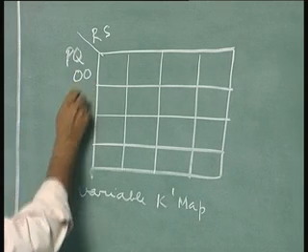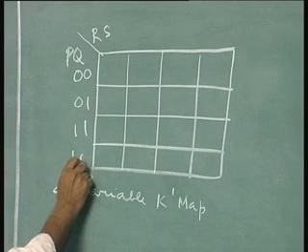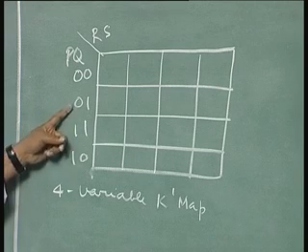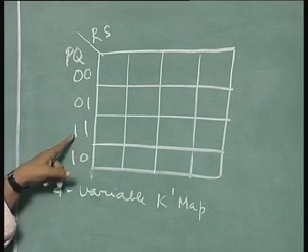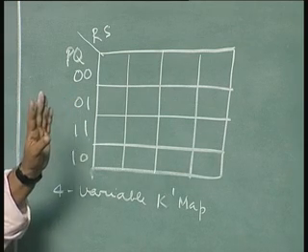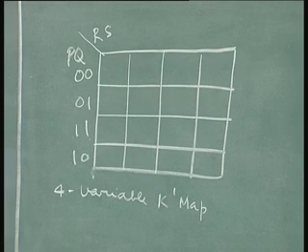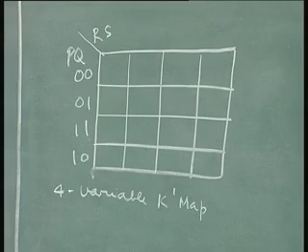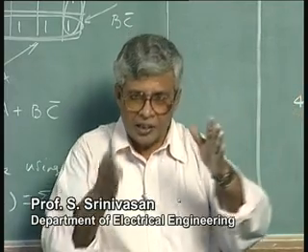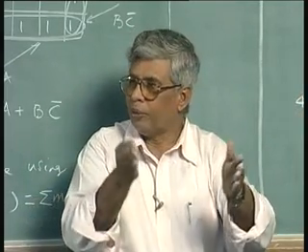Zero zero, 0 1, remember 1 1 and then 1 0, because the same argument that we had earlier for BC on the horizontal scale will now apply to PQ on the vertical scale. I want only one variable to change from here to here. If I had put 1 0, both variables would have changed. We do not want that situation, then they are no more adjacent. Two cells are defined to be adjacent only if they differ in one variable. If they differ in more than one variable, they are not adjacent according to the adjacency relationship, even though physically you may put them together.